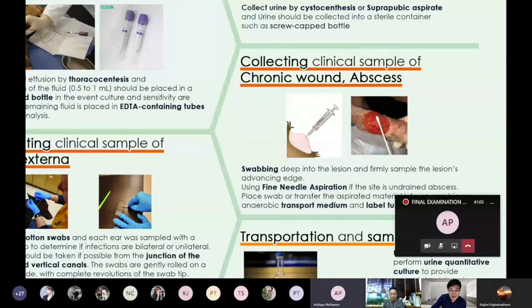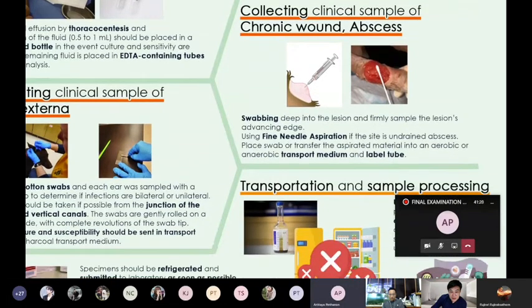Then, rub the swab in the affected area and avoid contamination with sites that have a commensal microflora, such as skin and mucous membrane. Then, press the swab into a transport medium. If it is processed within 2 hours, keep it at room temperature, otherwise refrigerate the swab until shipping.